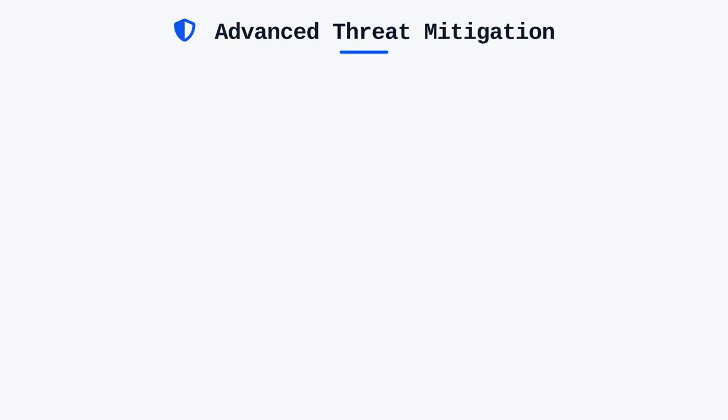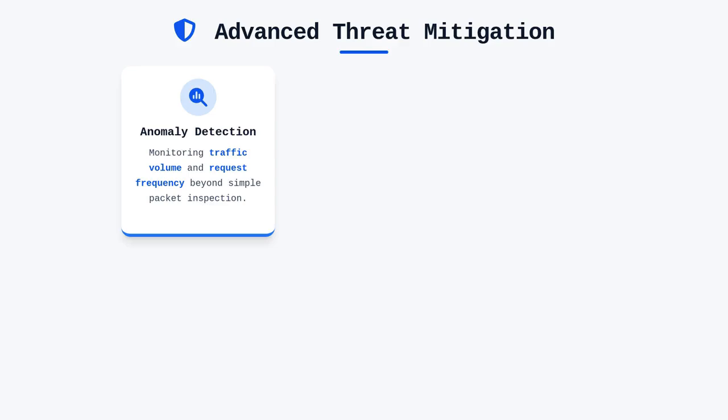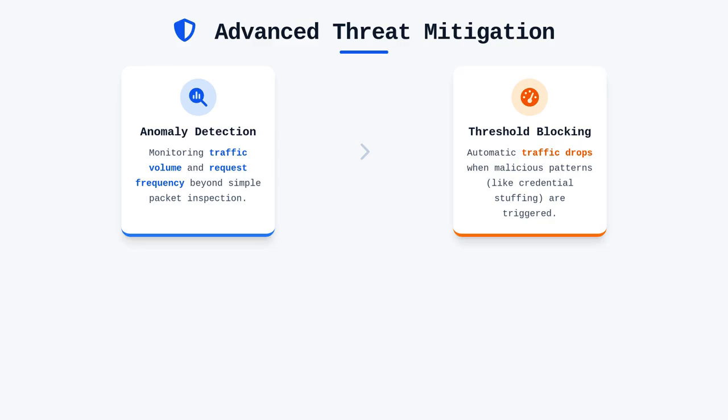Beyond simple packet inspection, the modern threat environment demands protection against brute force attacks and lateral movement, which we manage through threshold-based block rules. These rules detect anomalies in traffic volume or request frequency, allowing the firewall to automatically drop traffic from a source that demonstrates malicious patterns.